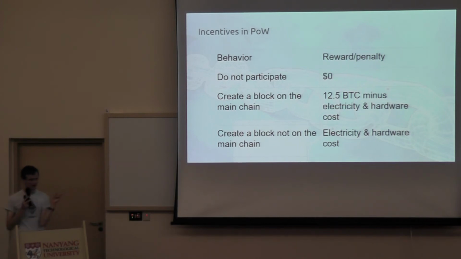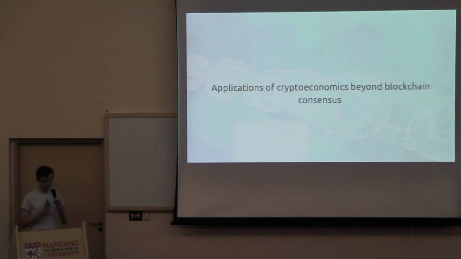This is probably a more complex than usual way of explaining why it works. But in some ways, it is extremely mathematically and economically clever. So, crypto economics as an idea does have a lot of applications going beyond just blockchain consensus, right?